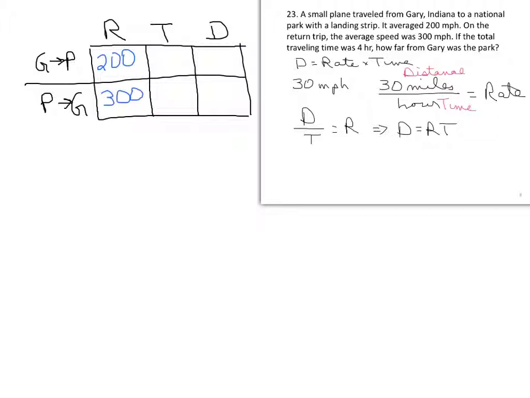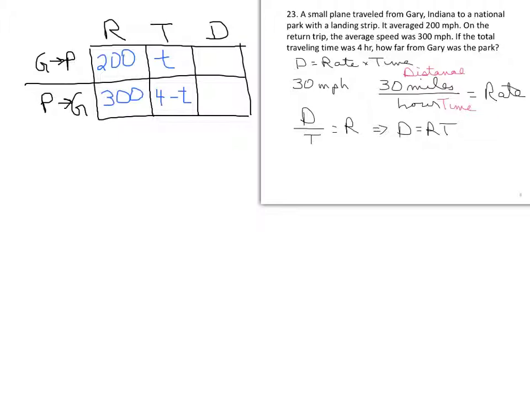Well, that's only one time. Where do we put it? It's the total traveling time. So let's think of it this way. The time that it takes to go from Gary to the park, we don't know, so we're going to call it t. And the time that it takes to go from the park to Gary, we don't know, but we know that the total time is 4 hours, so if we take 4 hours and subtract t, we'll get the time that it takes to go the other way.